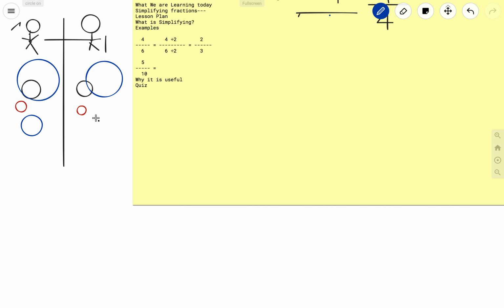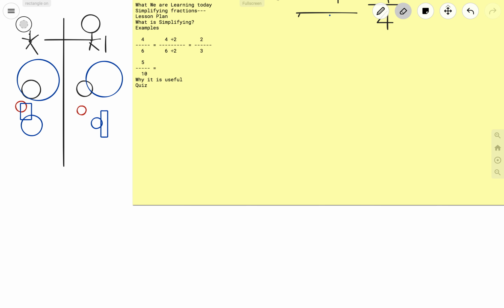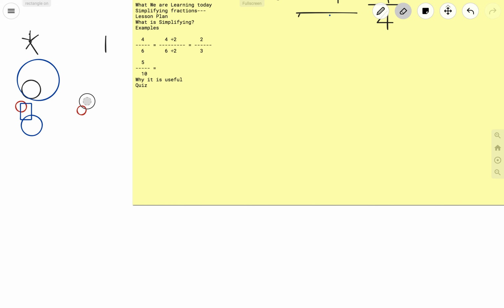Now Johnny may buy a small blue circle. He might buy another blue circle the same size, and then they might buy, let's just say, a blue rectangle. Johnny might buy a blue rectangle. All in all, they are always the same, as long as you add the same thing onto both sides.